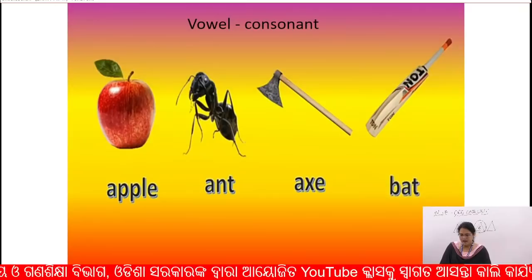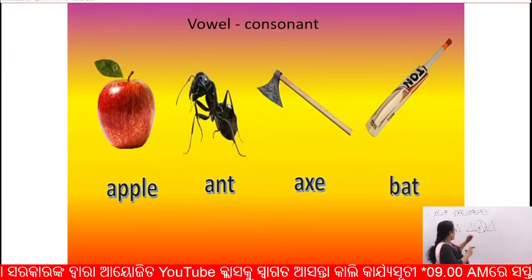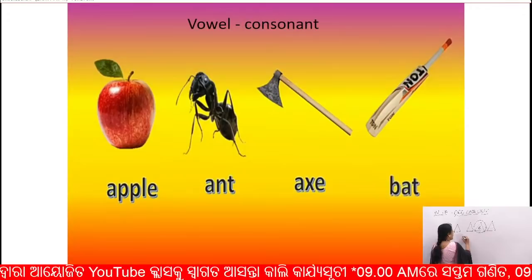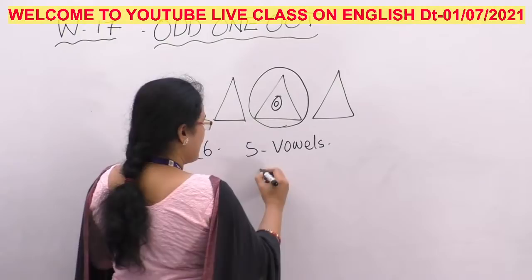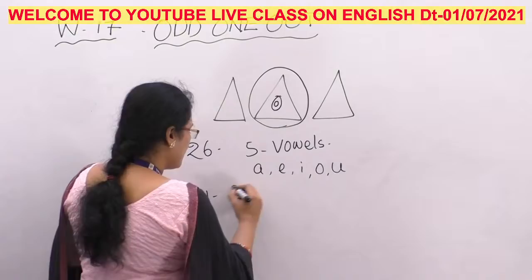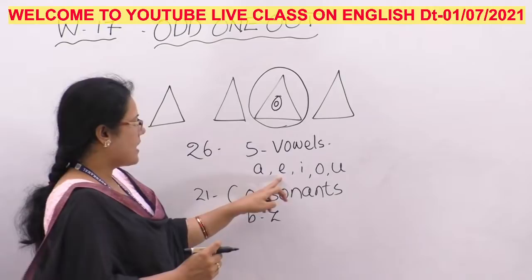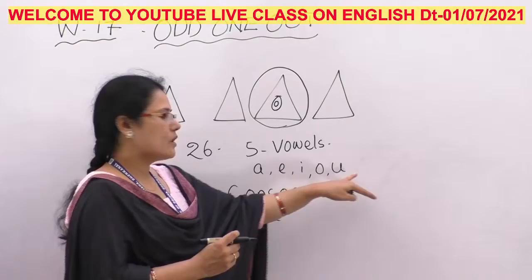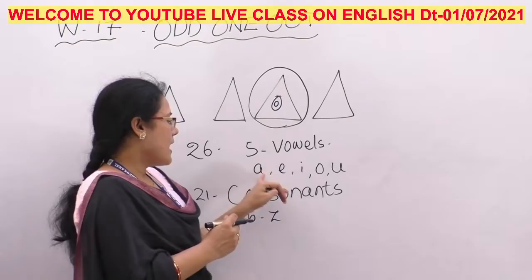Now look at the screen, students, another screen. I have written vowel and consonant, there are some images and words also. Let me tell you something about vowels and consonants. We know in English there are 26 letters. Out of these 26 we have 5 vowels. What are they? A, E, I, O, U, these are the vowels, and the rest 21 are consonants, B to Z except A, E, I, O, U. Vowels are swara varna, consonants are vyanjana varna.